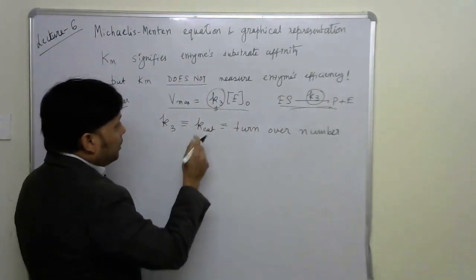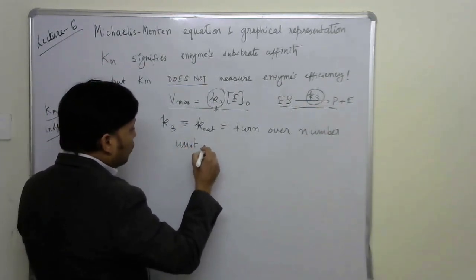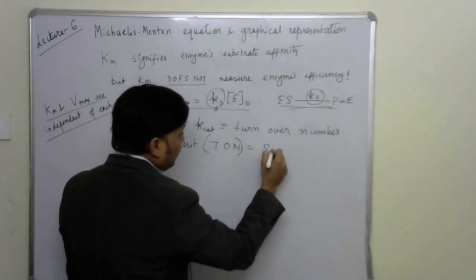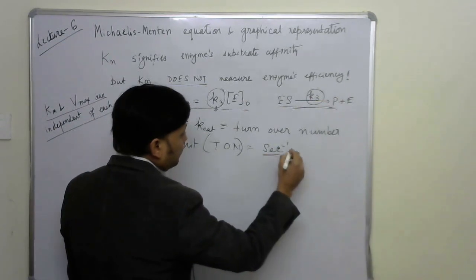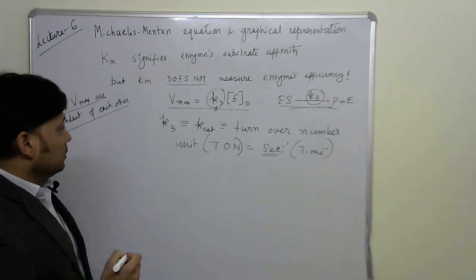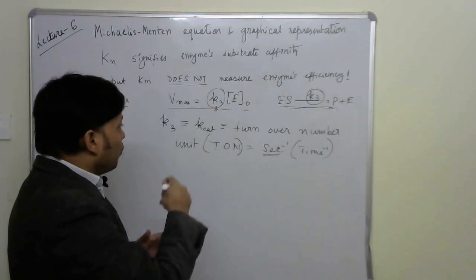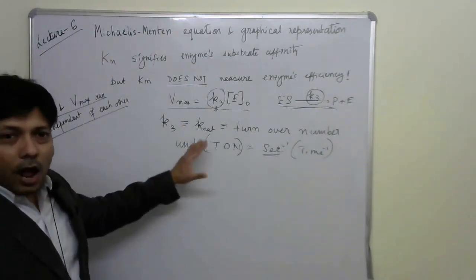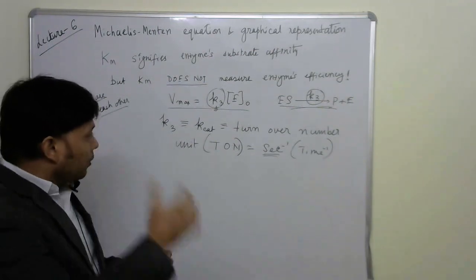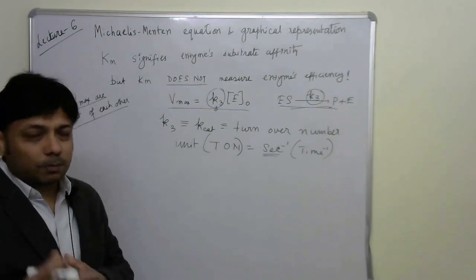K3 is a first order rate constant, so the unit of the turnover number, also called TON, is second inverse, or time inverse. So it's a numeric value. And we want an enzyme to have a very high turnover number, which means it would convert a very high number of molecules into product per unit time.